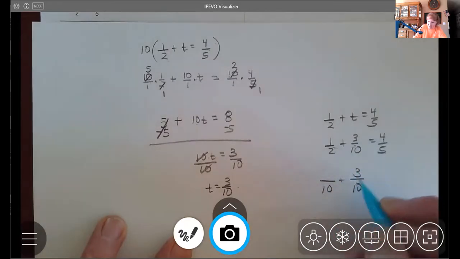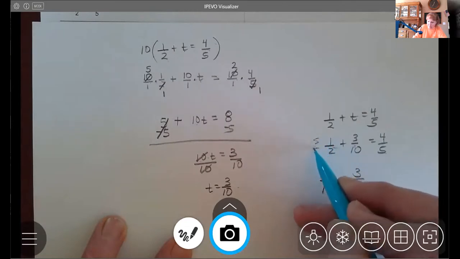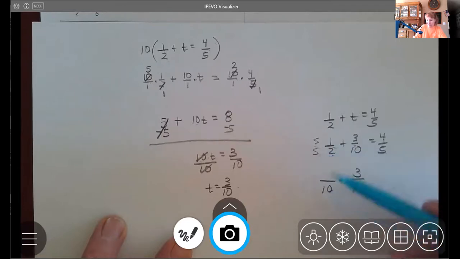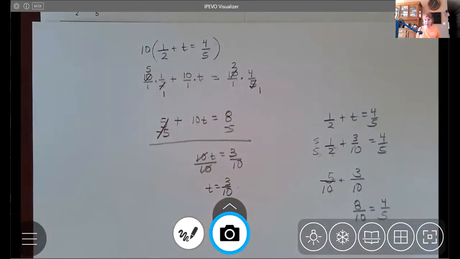You could get a common denominator of 10. 3/10 already has a denominator of 10. Multiply 1/2 by 5/5 to make that bottom denominator a 10. So we come up with 5/10 and 3/10, so you have 8/10, which reduces down because 2 goes into both of them, to 4/5. So it does work.